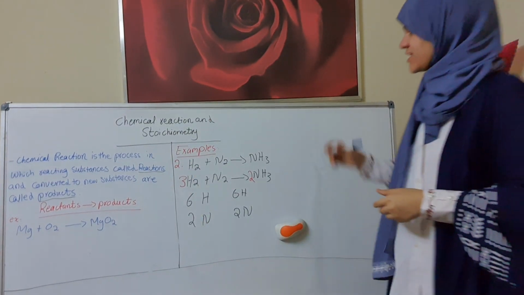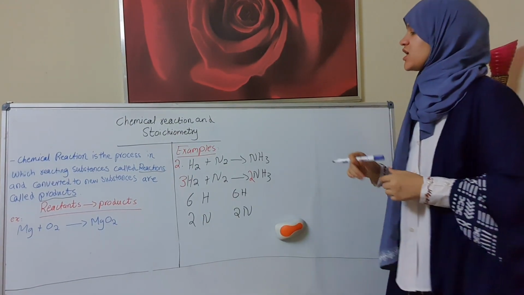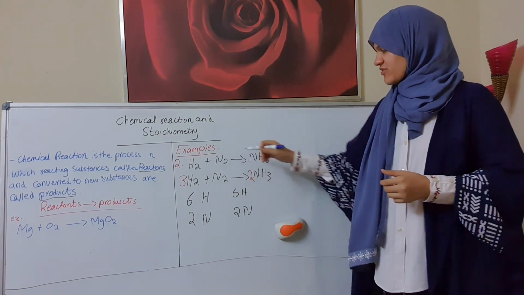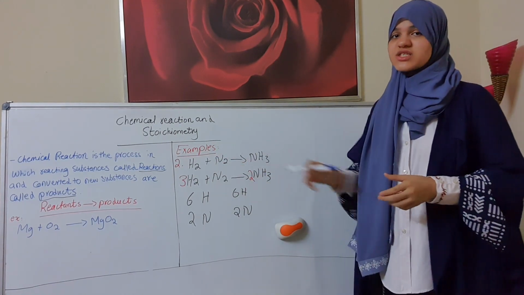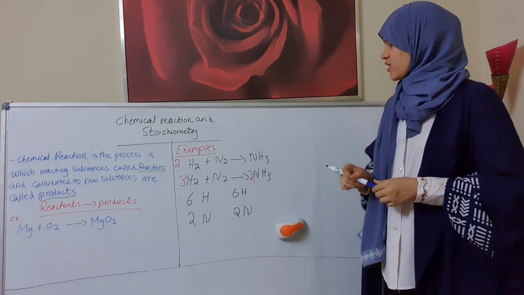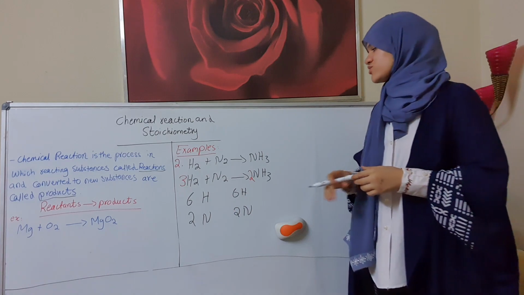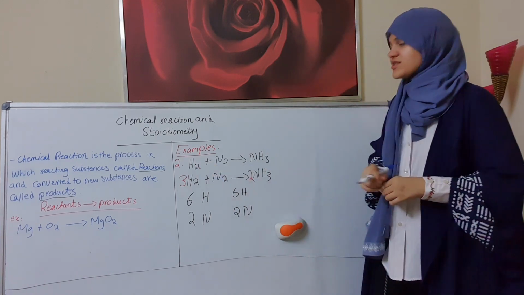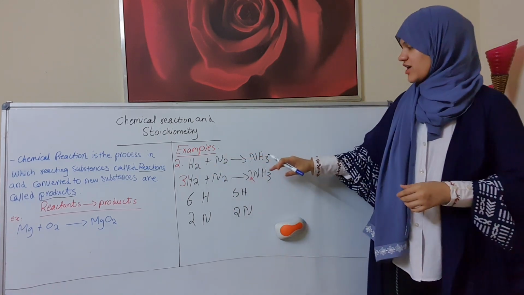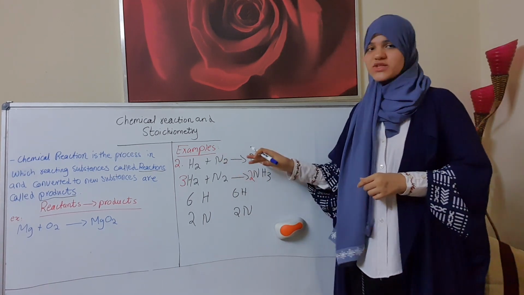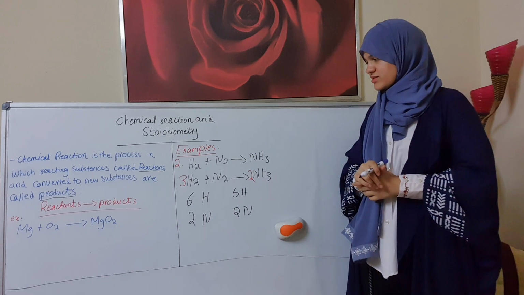Now let's continue with the second example, which says hydrogen plus nitrogen will give us NH3, which is ammonia. So here it's unbalanced because we have 2 hydrogen here in the reactants and in the products we have 3 hydrogen. We have 2 nitrogen in the reactants and 1 nitrogen in the products.